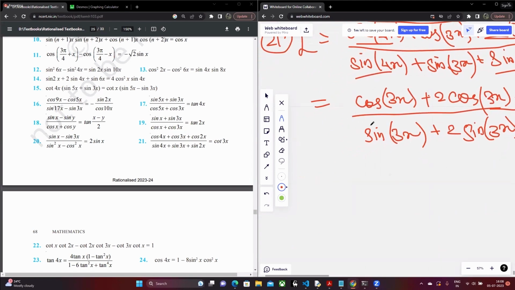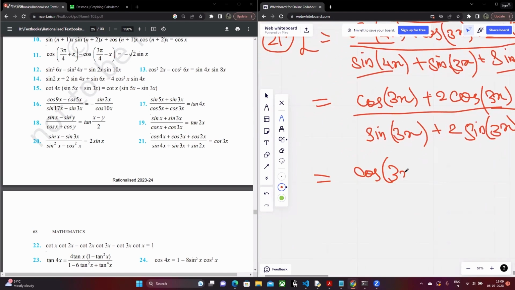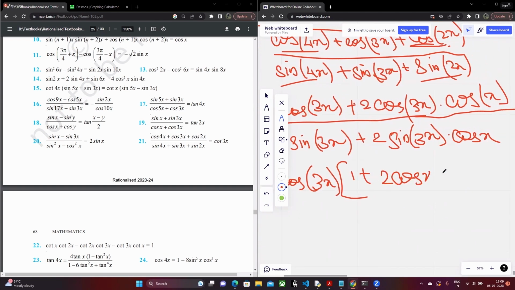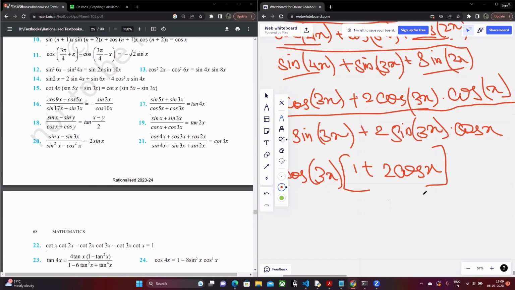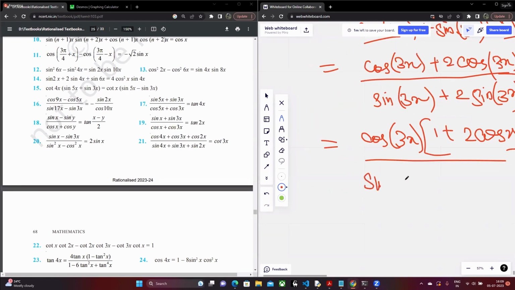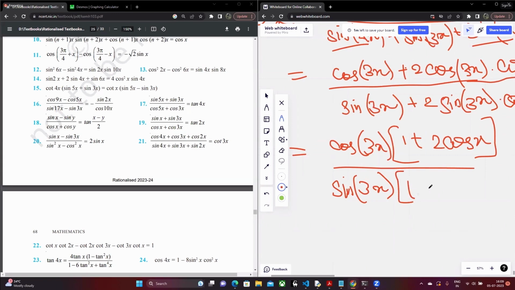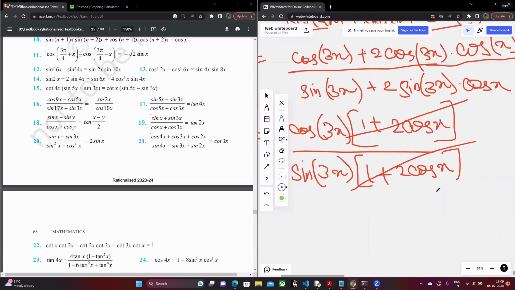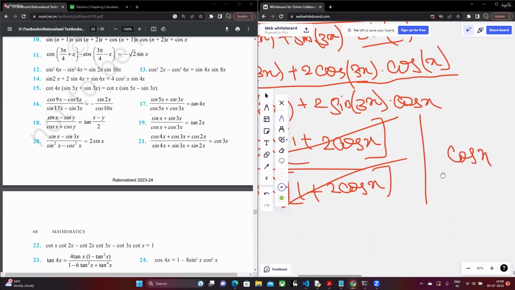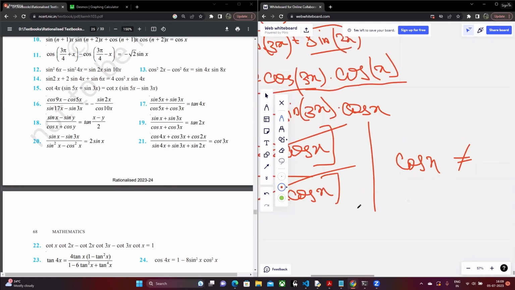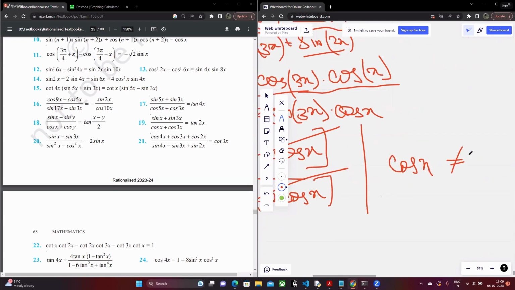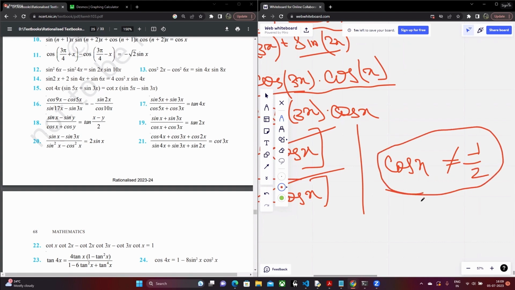Right. So I'll take cos 3x common over here. This is going to be cos 3x times (1 plus 2 cos x) divided by, I'll take sin 3x common in the denominator, sin 3x times (1 plus 2 cos x). Notice that this and this are the same. You can cancel it out, right? Provided that cos x is not equal to minus half.